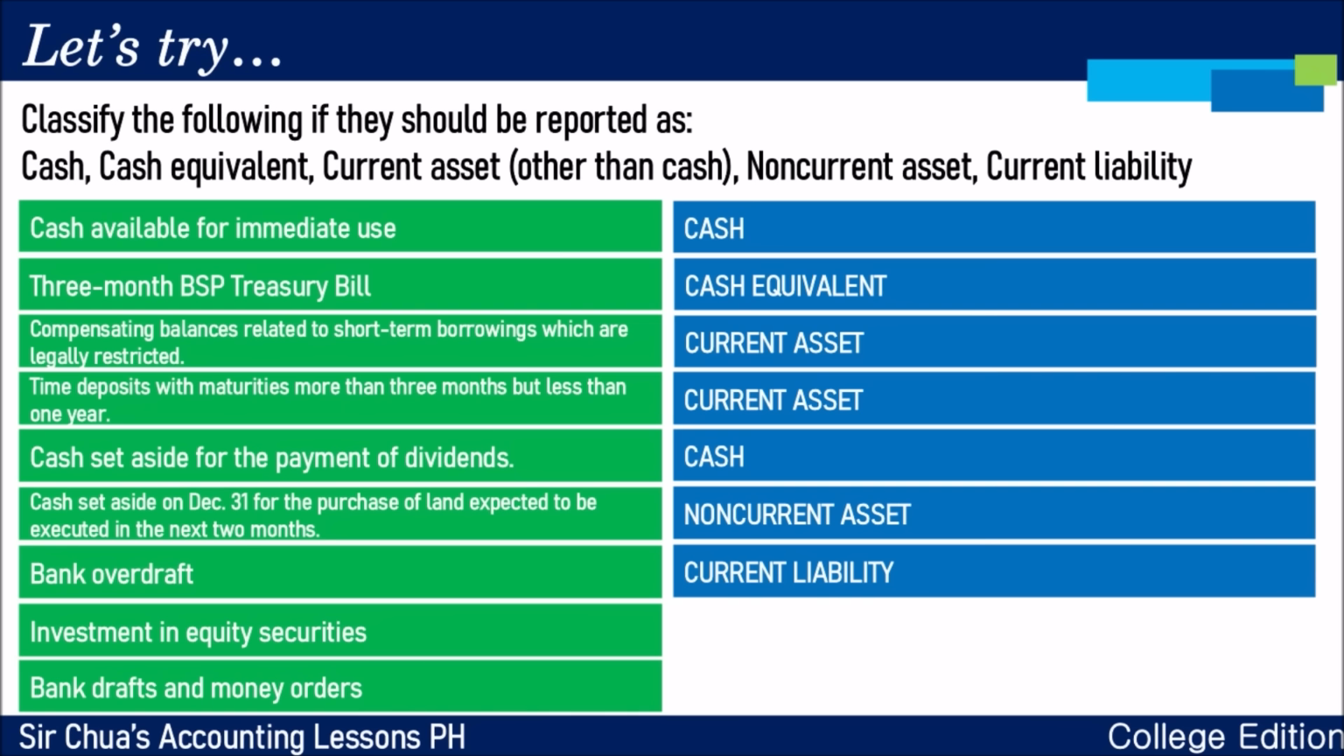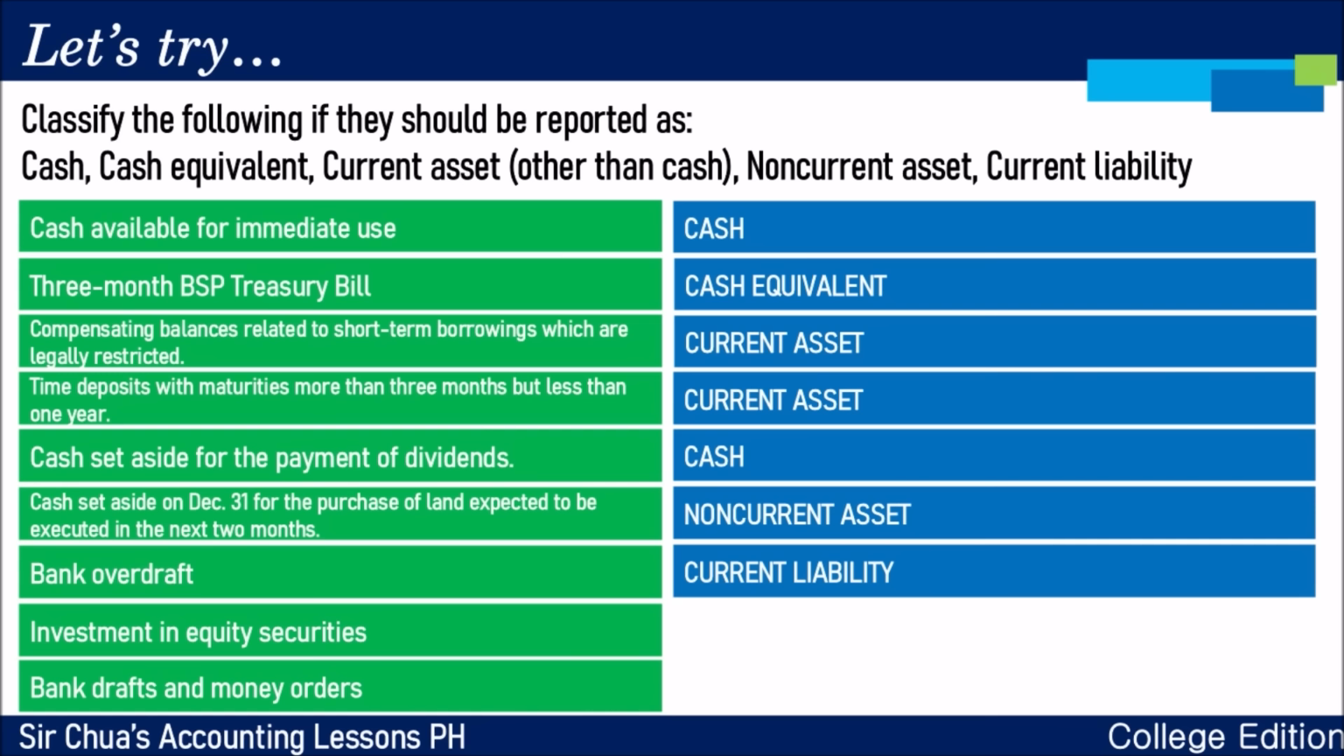But later on in the problem, we will be discussing things about bank overdraft. But the general rule is that you report bank overdrafts as a current liability and do not deduct it directly in your cash. But we have certain actions that we can do, or some exclusions or exemptions to the rule.